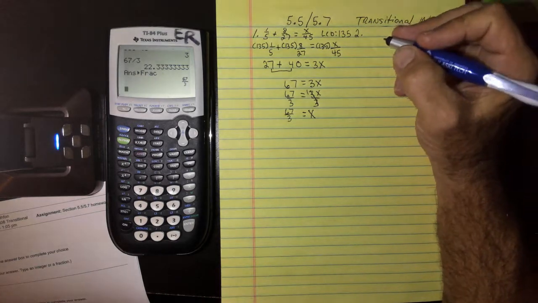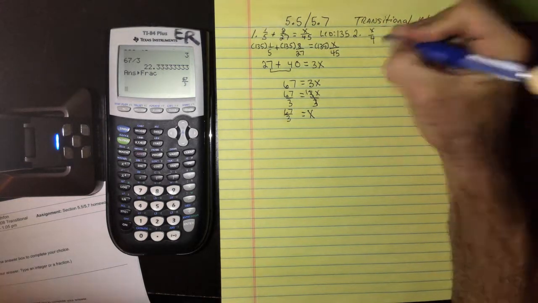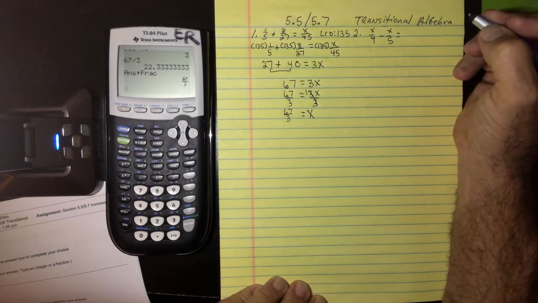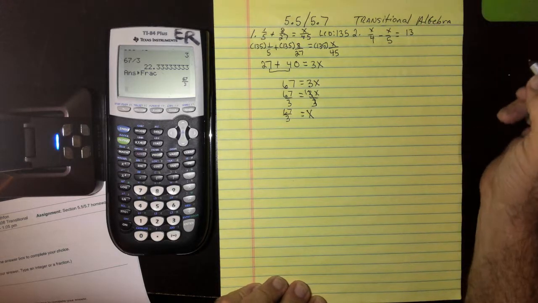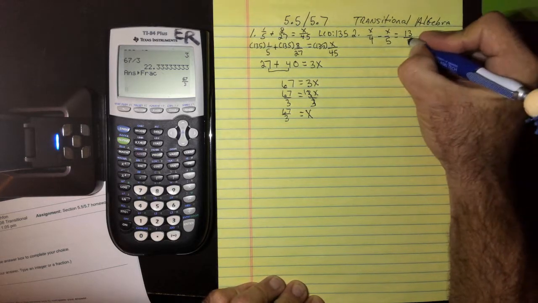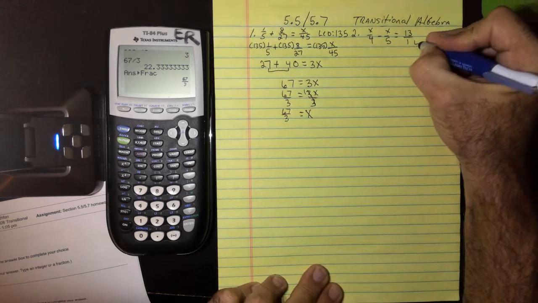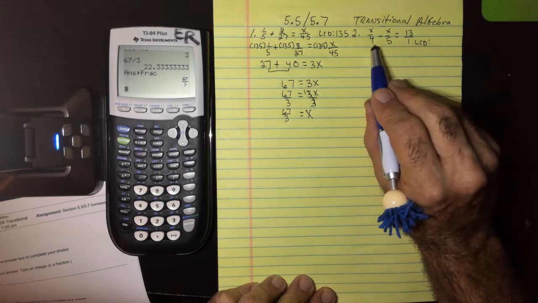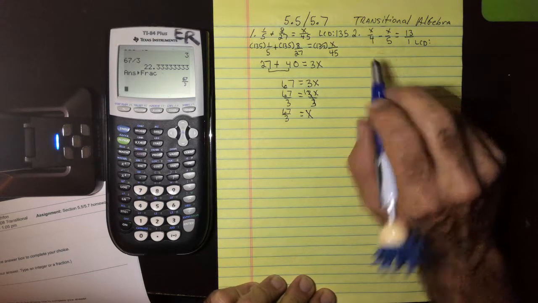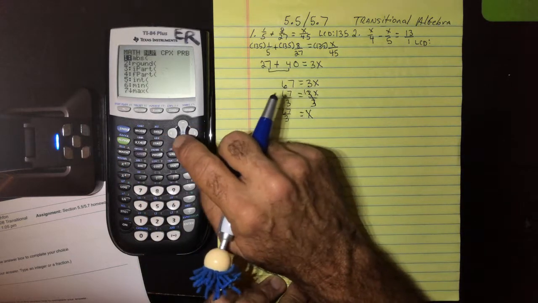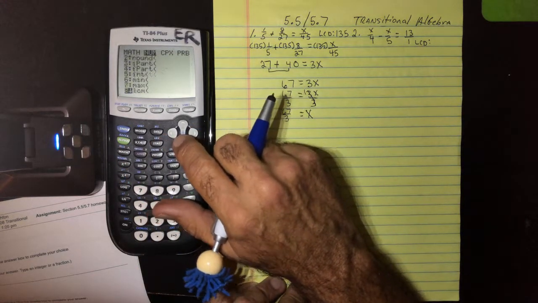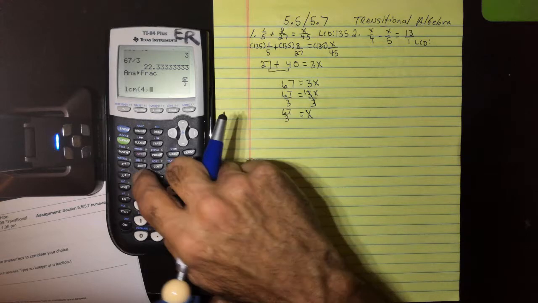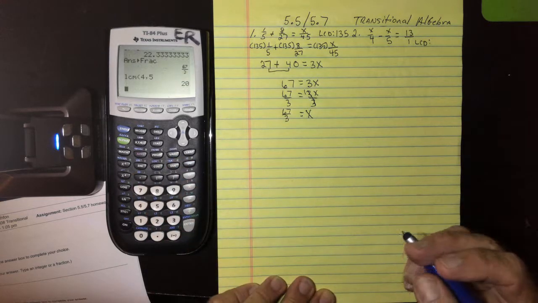Alright, y'all, number 2: I got x/4 minus x/5 is going to equal 13. If you want 13 to look like a fraction, we can always put a 1 under it. So we're going to find the least common denominator between 4, 5, and 1. I'm really not worried about the 1, so we find it between 4 and 5. Remember, you can hit Math, arrow over to Num, go down to number 8, hit Enter, then enter 4, 5, hit Enter, and we get 20.